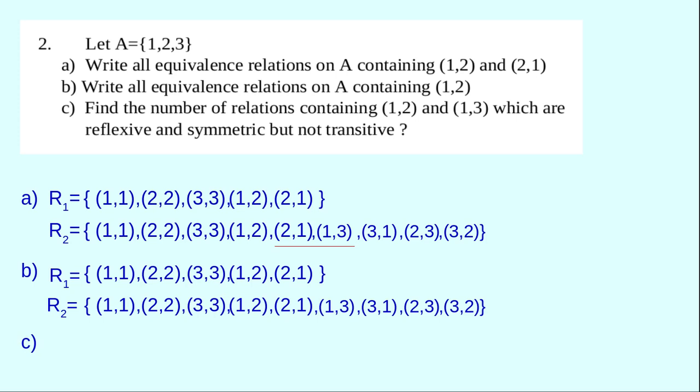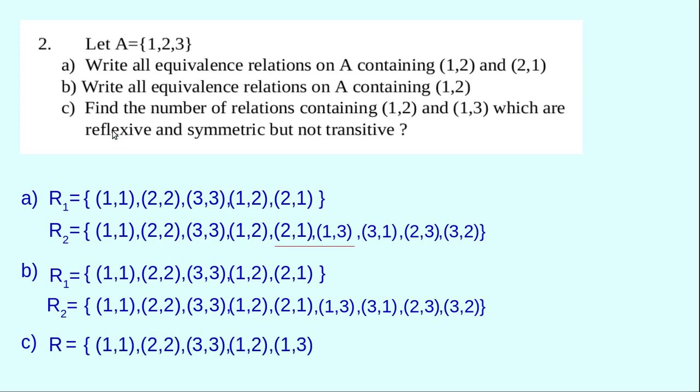What is question C? Find the number of relations containing 1 2 and 1 3 which are reflexive and symmetric but not transitive. To be reflexive, it must contain 1 1, 2 2, 3 3. Just I write, and in the question it is mentioned that the relation must contain 1 2 and 1 3. Therefore I just write 1 1, 2 2, 3 3, then 1 2 and 1 3 at first.